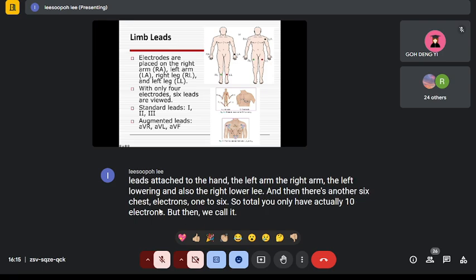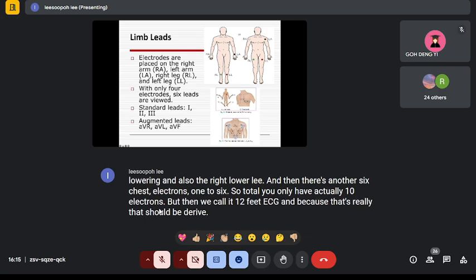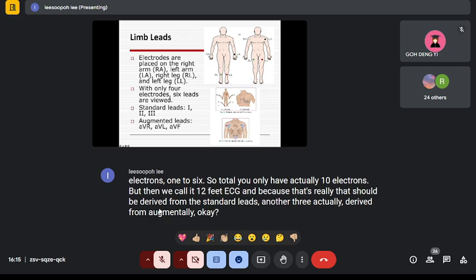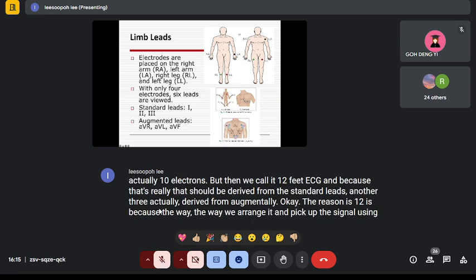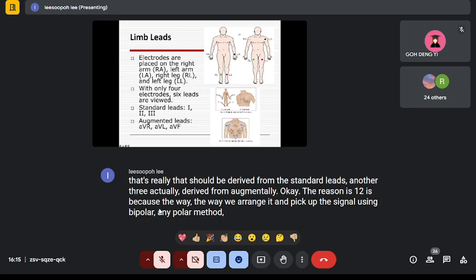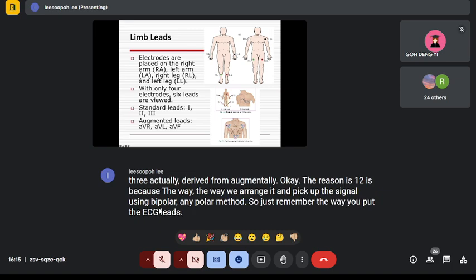But we call it a 12 lead ECG because 3 leads are derived from the standard leads, and another 3 are derived from the augmented leads. The reason it's 12 is the way we arrange it and pick up the signal using bipolar and unipolar methods. So just remember, the way you put the ECG leads, there are 6 chest leads and 4 on the limbs.